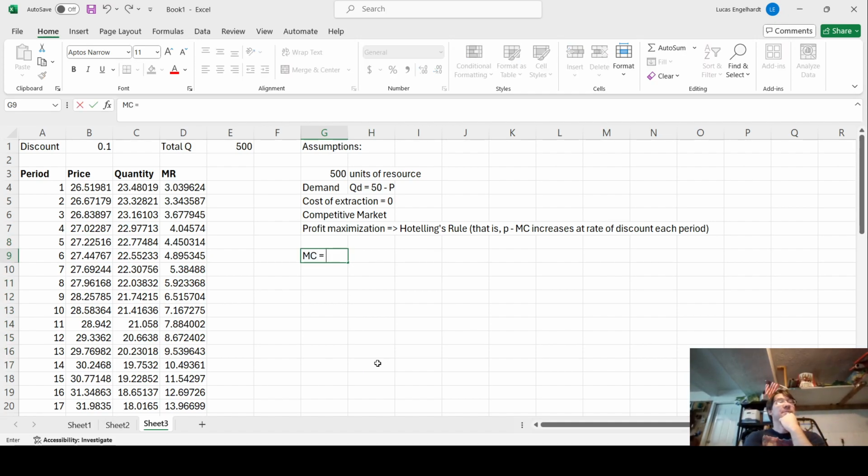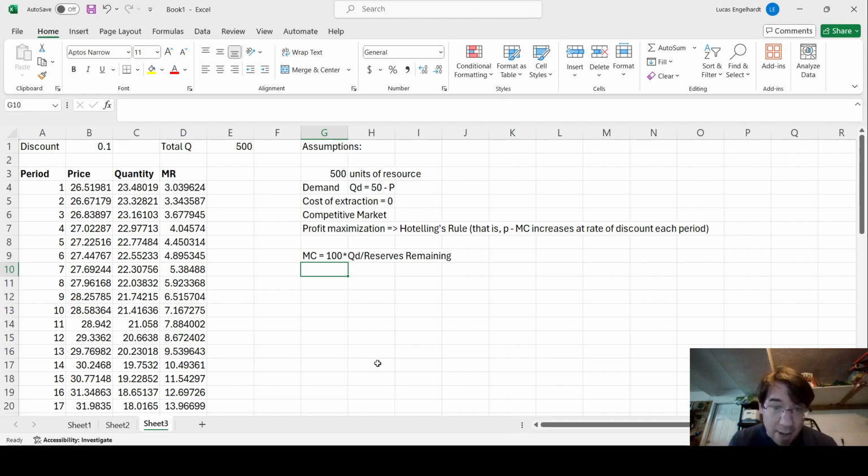And what I decided to use in my video was a fairly simple one. Oh, no, it's not. It's the other way around. It's 100 times the quantity that we're extracting this period divided by the reserves remaining. So this is a matter of what percentage of reserves are you trying to extract right now.